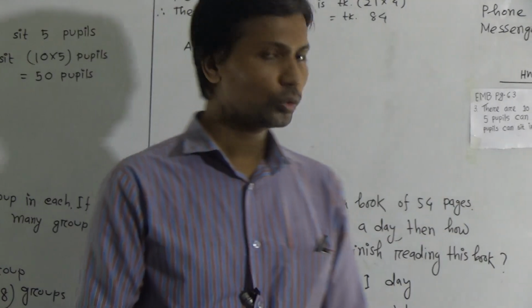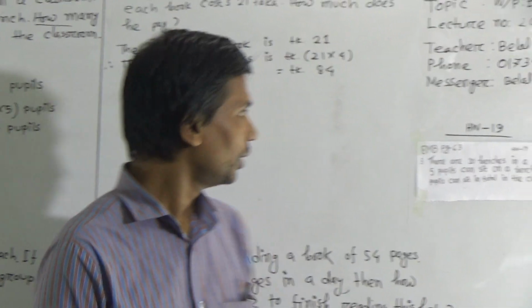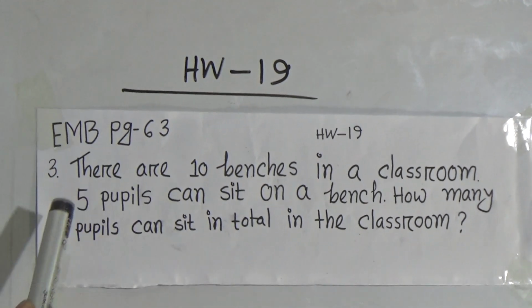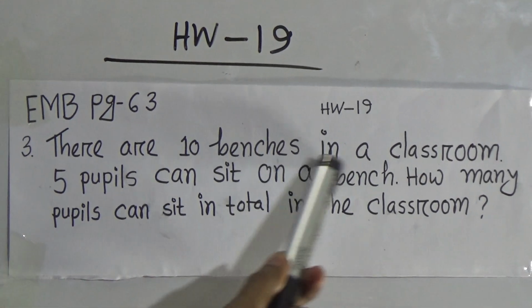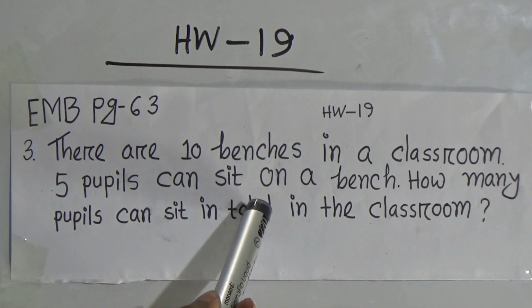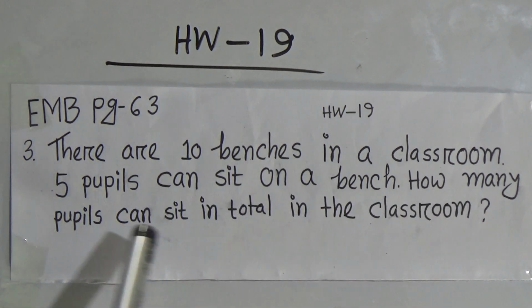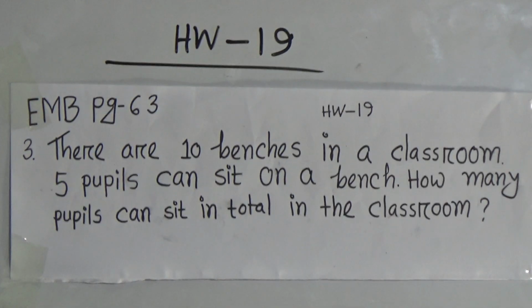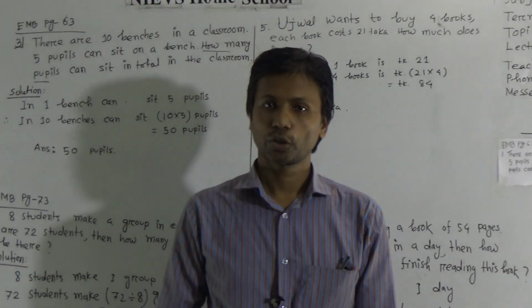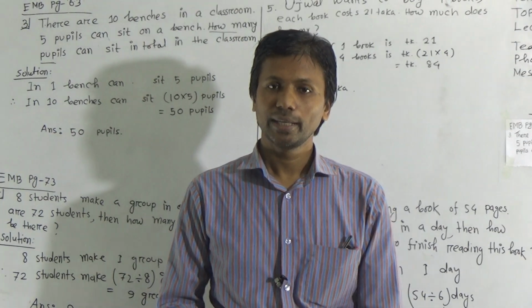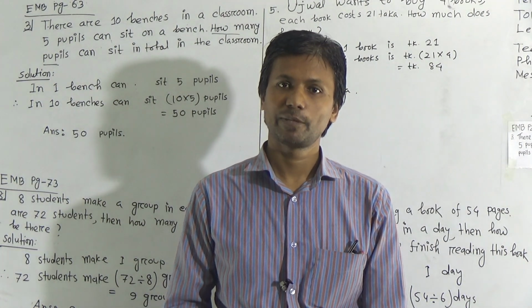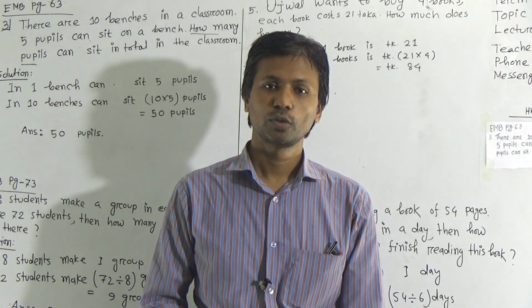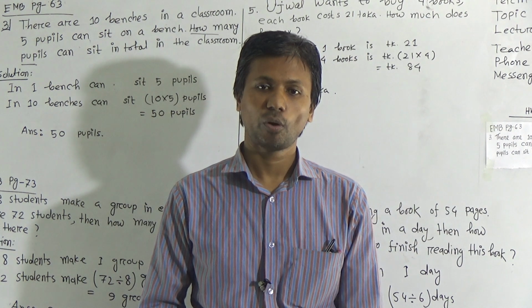Dear student, now I want to talk with you about our HW. This is HW number 19, EMB page 63, question number 3. There are 10 benches in a classroom. 5 pupils can sit on a bench. How many pupils can sit in total in the classroom? Your assigned HW is very important for you, because on the basis of submission of your HW copy, you will get your CT marks and SBA marks. You have to submit all of your HW copies every Sunday within 8 AM to 4 PM, and you collect these HW copies on next Sunday.